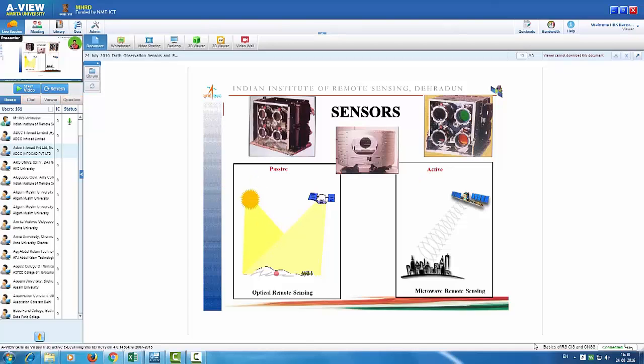So you can see in this particular image, the sun's energy is coming and reflected energy is going back to the sensor. In this particular case, you can see the sensor itself is sending the energy and backscattered energy is going to the sensor. So microwave remote sensing is one example of active remote sensing. And these are some of the images of various Indian remote sensing sensors. This is the panchromatic camera. These are some of the LISS-1 and LISS-2 sensor images. So you can see how remote sensing sensors appear.